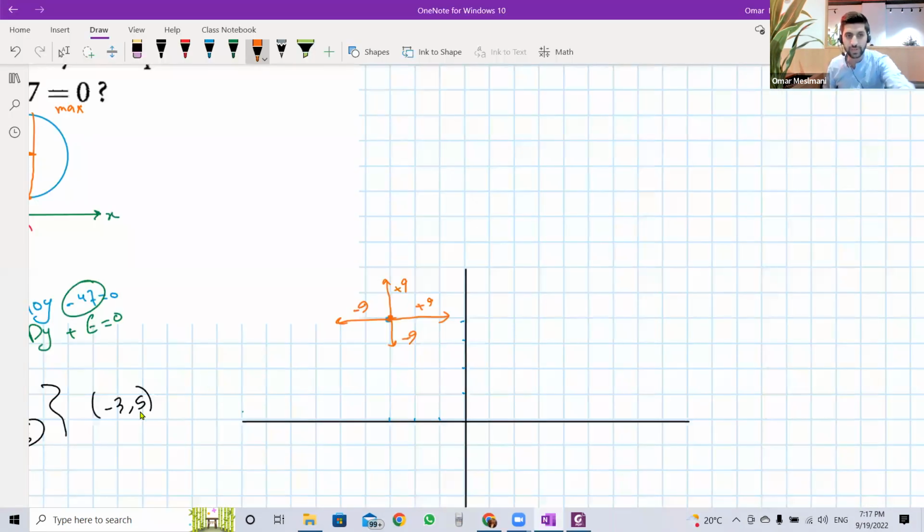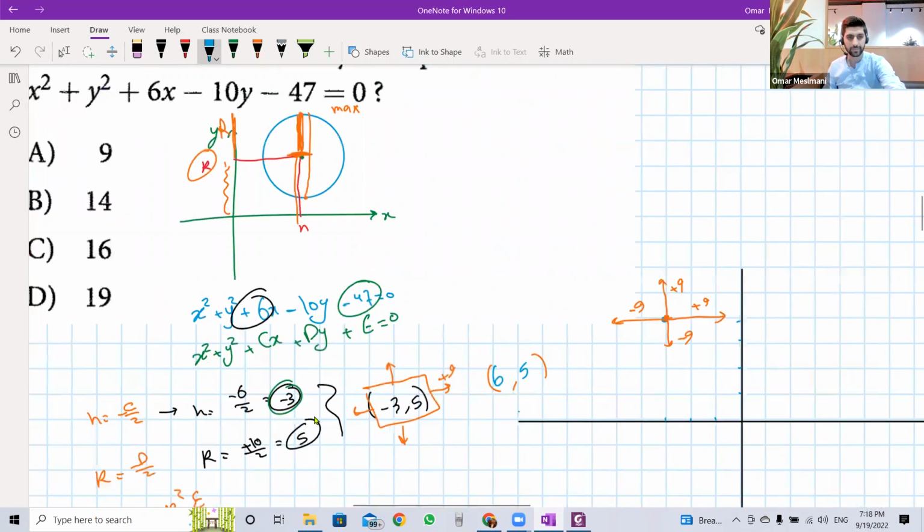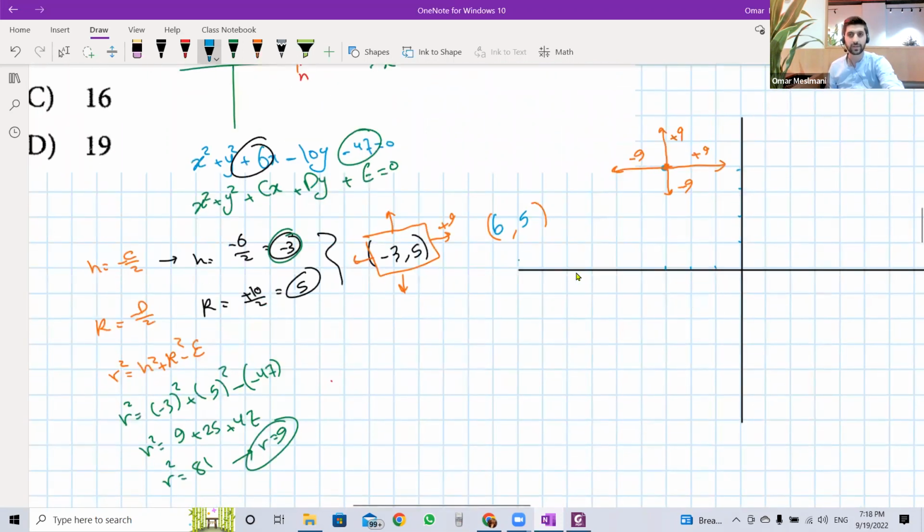Because basically the point was negative 3 and 5. From this negative 3 and 5, that's my center, right? I'm going to go left, right, up, and down. When you're going right, you add 9 to the X. So who can tell me what is the new coordinate if you go right 9 steps? 6, 5. Not correct. What is the new coordinate if you go left? Negative 12, 5. Exactly. That's the left one. The top one, we just found to be negative 3 and 14.